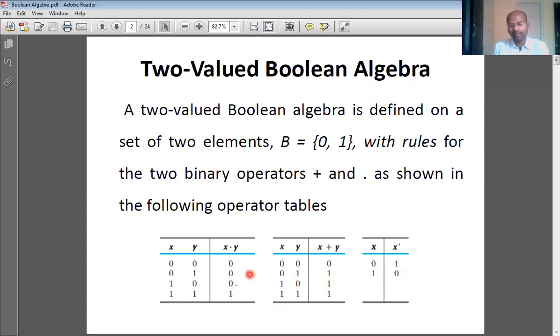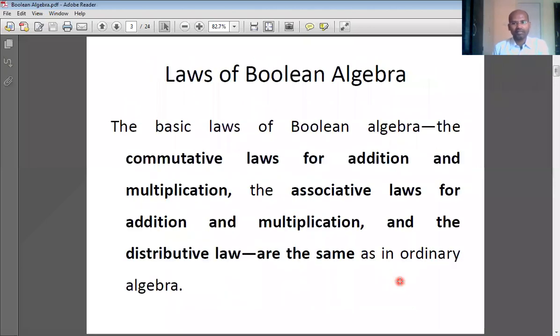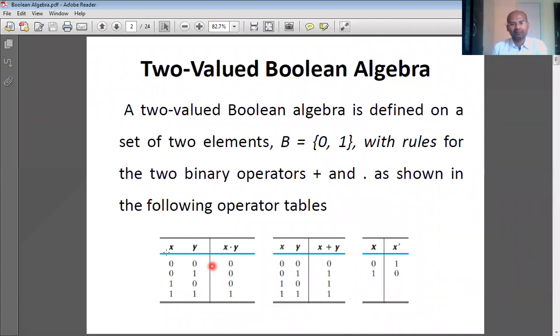Now if you remember the gates that we discussed 5 minutes ago, binary multiplication is the same as the AND operation. Binary addition is the same as the OR operation. And complement is the same as the inversion operation. And the set from which these variables can take values is a set which contains only two elements, 0 and 1.